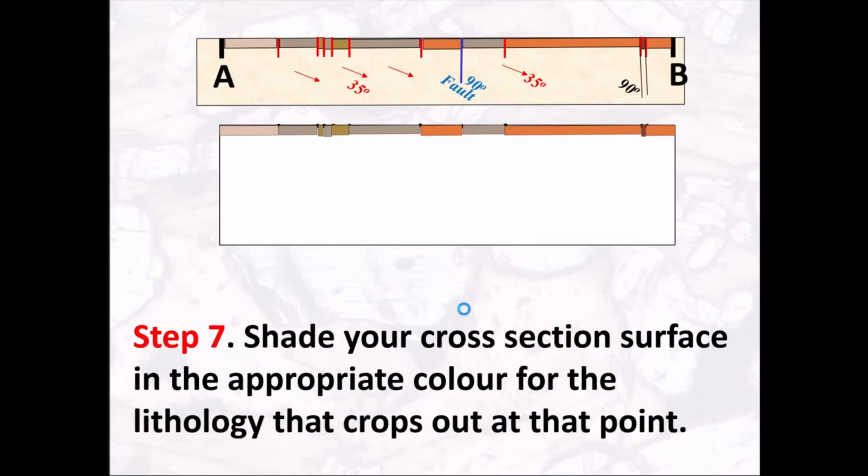Okay, at this point we can't just go a bit gung-ho and start plotting things in. We need to think about the order in which we're going to plot our geological features. We need to really investigate our map to see if we have any cross-cutting relationships which are going to affect the order in which we draw our cross-section.